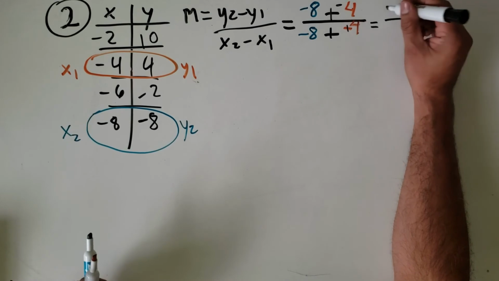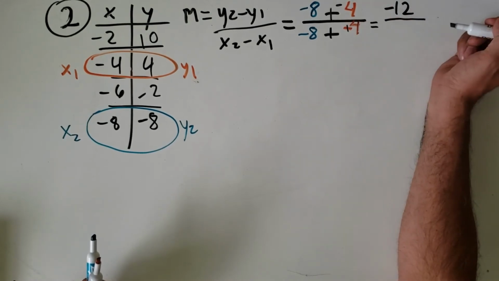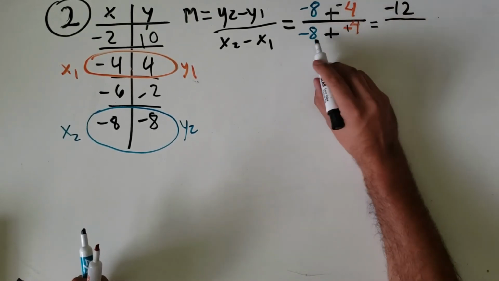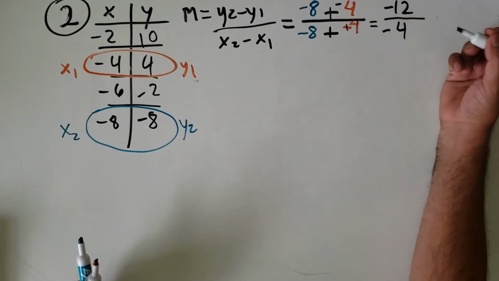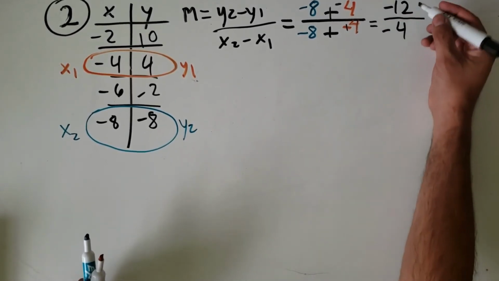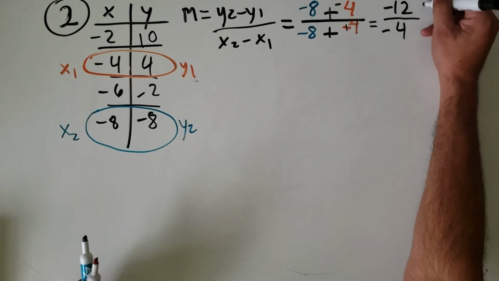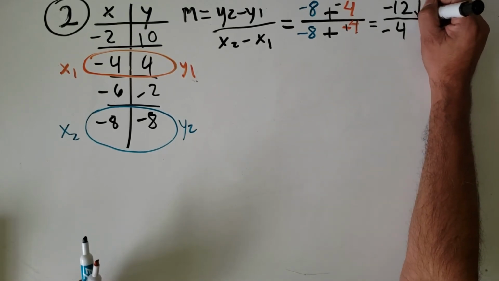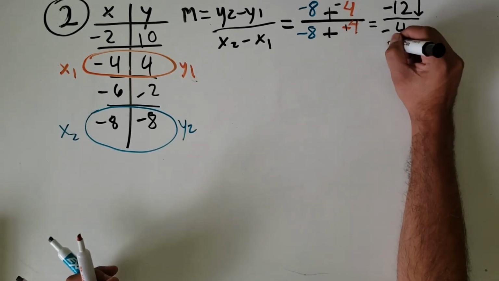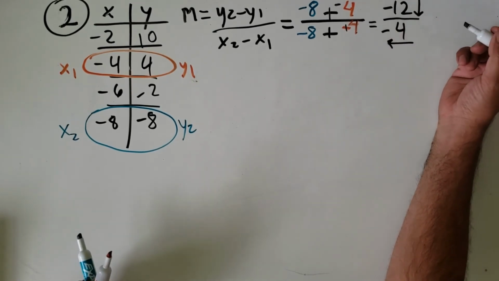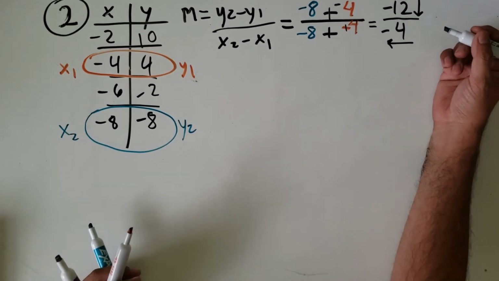They're all buddies. So that's going to give me a -12. And on the bottom, they're going to fight because I have a negative and a positive. Negative is going to win, and it's going to win by 4. Okay, so that is my slope. My slope tells me that we're going to go down because the numerator is a negative number. That's your vertical change. And we're going to go to the left because it's a negative number. And that is your horizontal change.